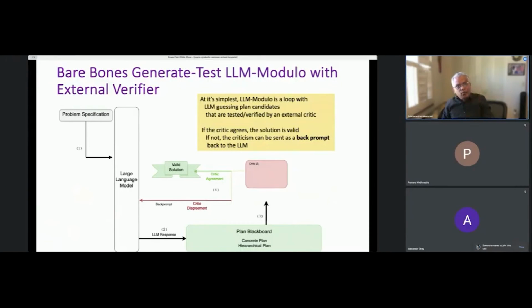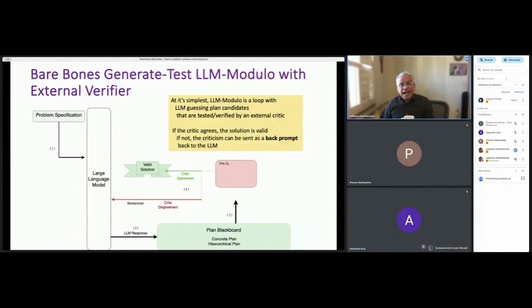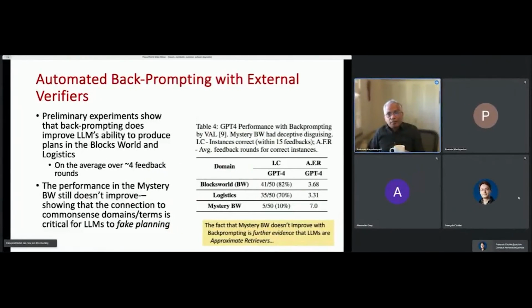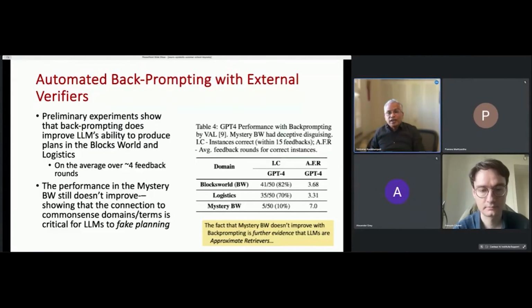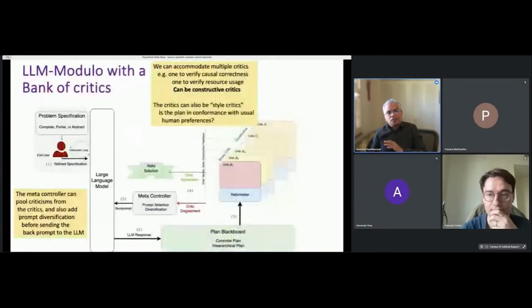If you take it to the bare bones and just have one single critique and apply it, let's say, to the blocks world problem, we noticed, and we actually described this in the NeurIPS paper in 2023, that blocks world performance improves up to 82% with just 15 iterations between the external verifier and the LLM. That's pretty impressive, it's only 15 iterations. If you increase the number of iterations and do better work on the connection between the verifiers and the LLMs, you can do much better, which is part of what we're doing.